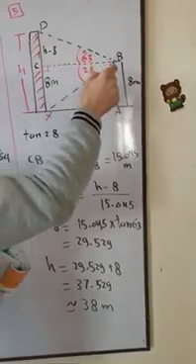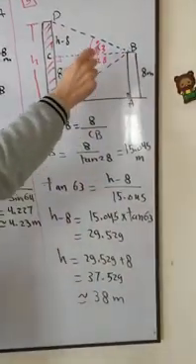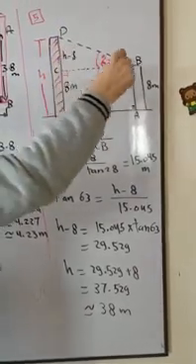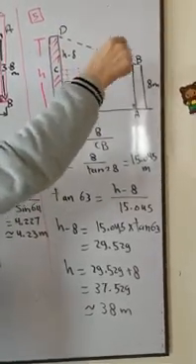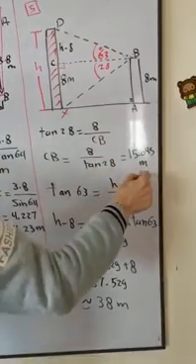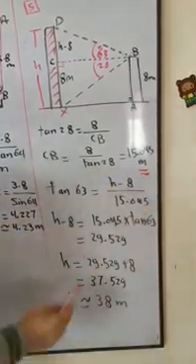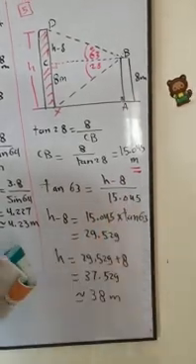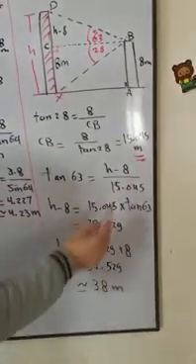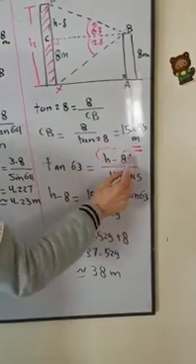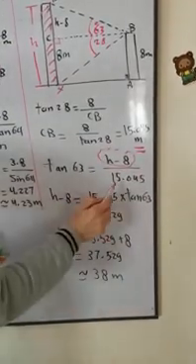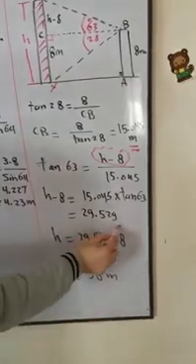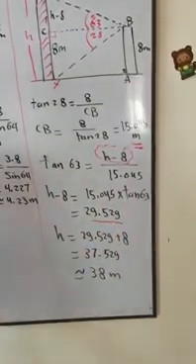How can I get it? Look, tangent for 63 is the opposite side CD, or h minus 8, divided by the adjacent side CB, and you got it before. Tangent 63 equals h minus 8 over 15.045. How can I get h minus 8? Multiply 15.045 by tan 63. The answer will be 29.529.